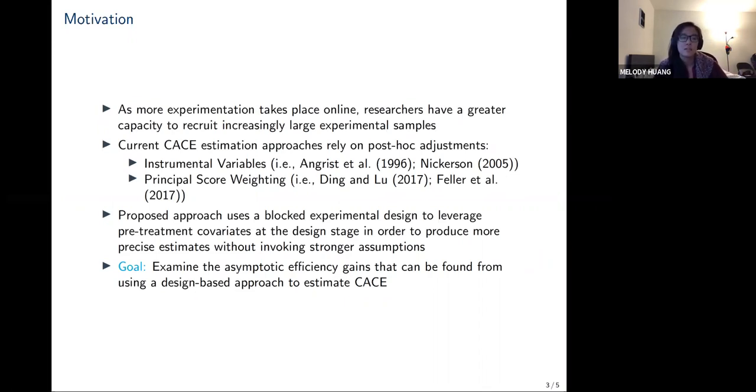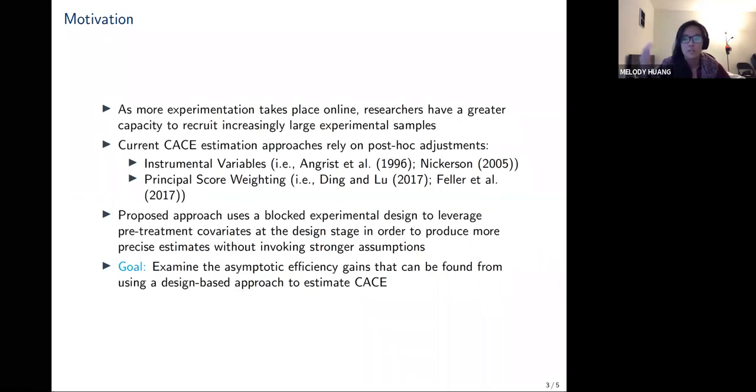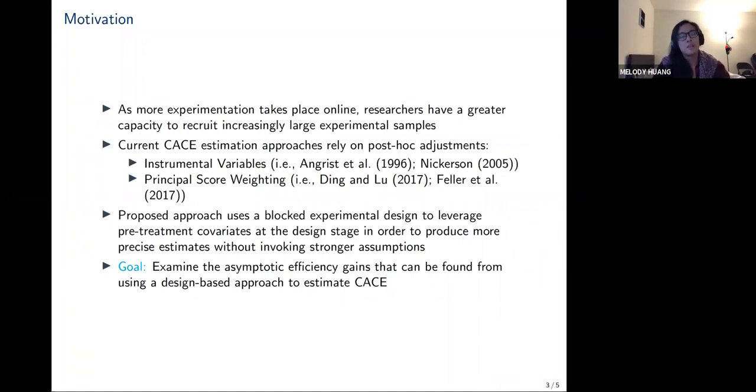A second set of estimation approaches relies on the principal stratification literature, and this uses weighting. We estimate the probability of compliance across all of the units using pretreatment covariates and then reweight the data so that we can estimate CACE. The drawback to this is it relies on stronger assumptions. When those assumptions aren't met, the estimates are biased, although this tends to do well precision-wise. A proposed approach is to leverage a blocked experimental design in order to account for these pretreatment covariates at the design stage to produce more precise estimates without invoking stronger assumptions. The goal is to examine the asymptotic efficiency gains that can be found from using this design-based approach to estimate CACE.